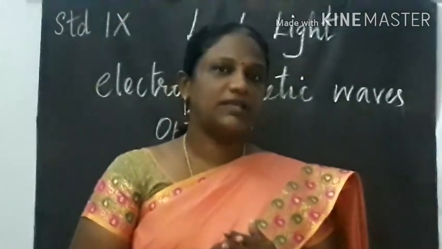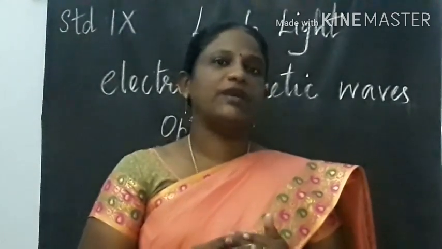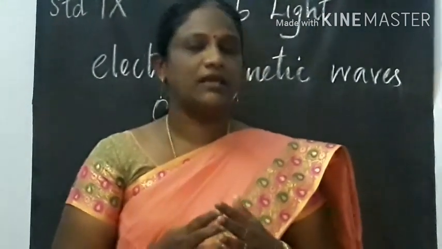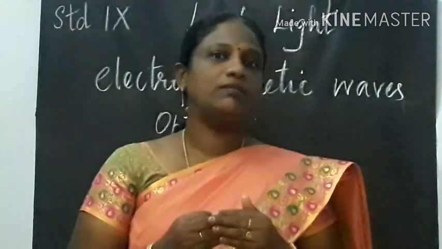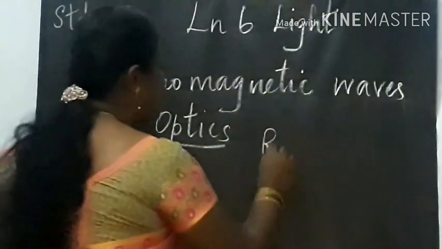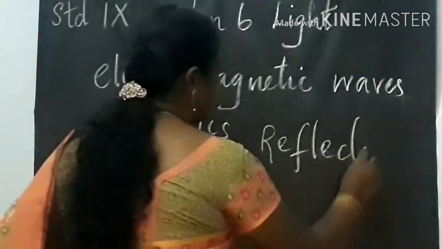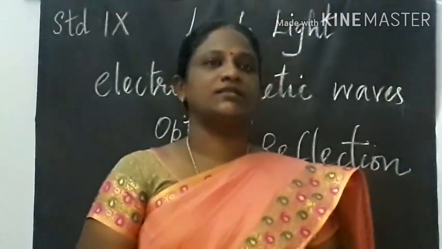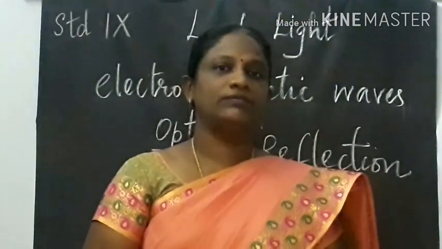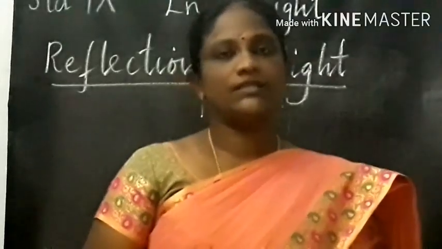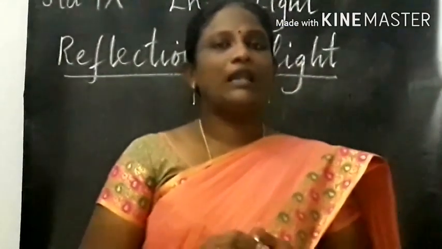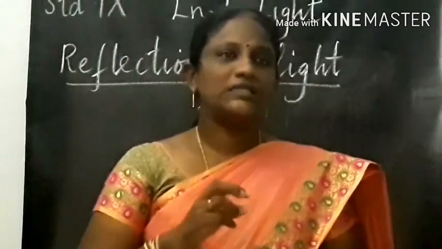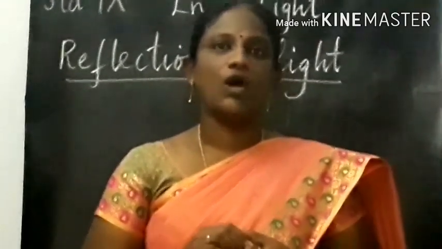So light waves travel in the form of electromagnetic waves. When light falls on an object, it gets reflected. This is the important property of light, that is reflection. When light falls on a polished surface, it gets reflected. Now let us learn reflection of light. Light falling on any polished surface gets reflected. This reflected light follows some laws.